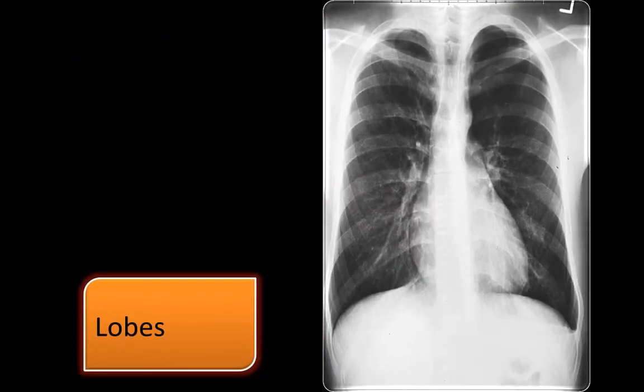Okay, now the big business, lungs. The lung has lobes, we know, on the right side and on the left side. On the right side there are 3 lobes, on the left side there are 2 lobes. The lingular segment is part of the left upper lobe. This is very important, and we commonly miss it.